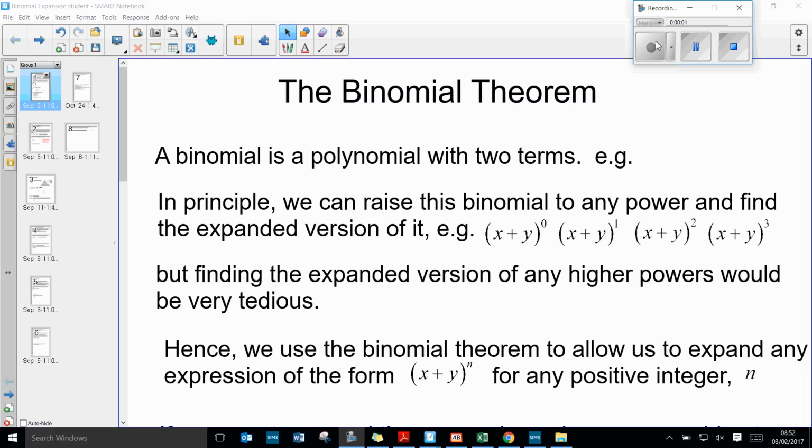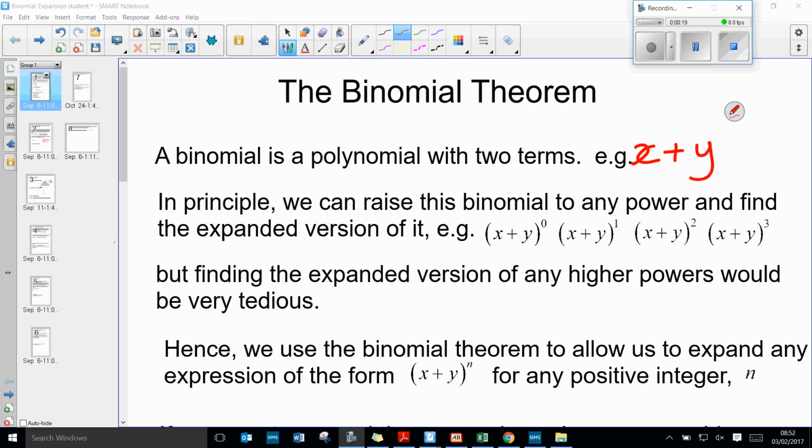Binomial theorem. So a binomial is a polynomial with two terms. So for example, x plus y. Okay, in principle, we can raise this binomial to any power and find the expanded version of it.